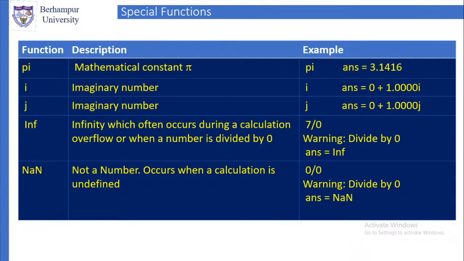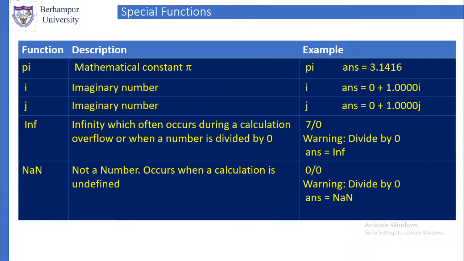Then you can use the imaginary number as i or j. So we have shown here that i and j both represent the imaginary number, and i means the answer is 0 plus 1.0000, that is with four decimal points i, or 0 plus 1 into j. So that is how you represent the imaginary number.